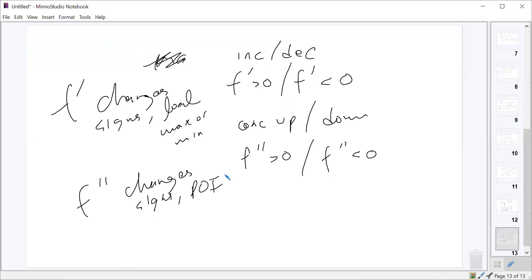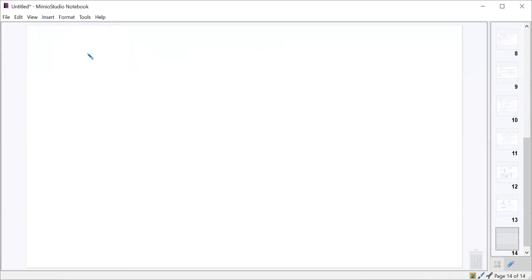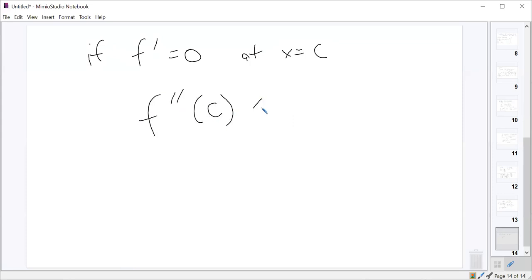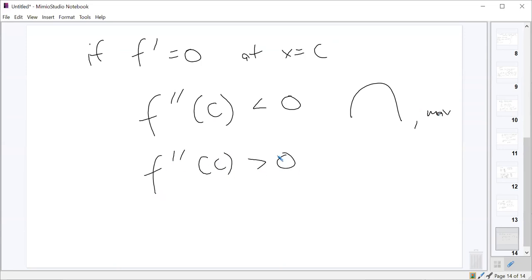We should also remember that if f prime equals 0 at x equals c, you can look at f double prime of c. If f double prime of c is less than 0, that tells us the function is concave down, so we have a max. And if f double prime of c is greater than 0, it tells us the function is concave up and we have a min. But this only works if f prime equals 0. It doesn't work when f prime is undefined. And that's the second derivative test.